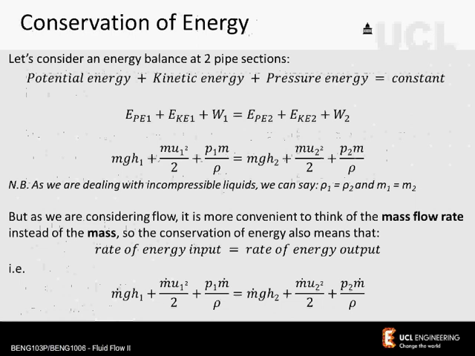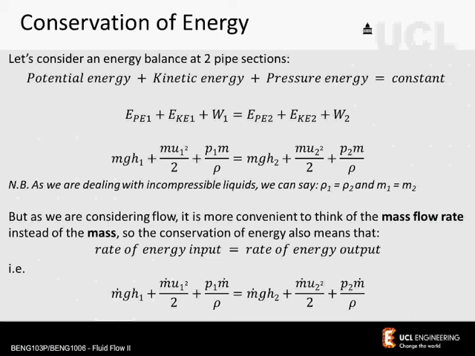If we think about an energy balance, we also have what is known as pressure energy, which you may not have encountered before. The conservation of energy tells us that the total amount of energy should be the same regardless of what point in the fluid we look at. So the sum of the potential energy, the kinetic energy, and the pressure energy should be constant. If we define two arbitrary points, point 1 and point 2, then the potential energy, the kinetic energy, and the pressure energy at point 1 will be equal to the potential energy, the kinetic energy, and the pressure energy at point 2.